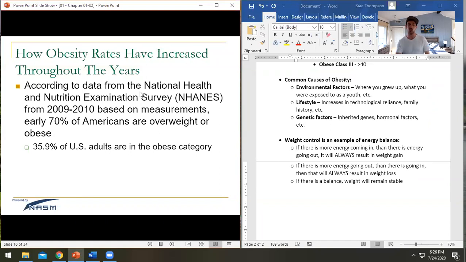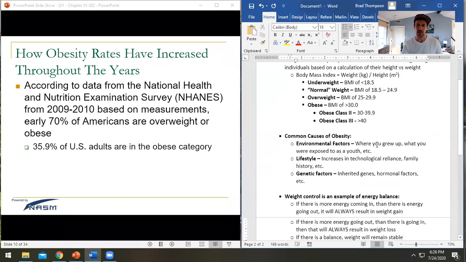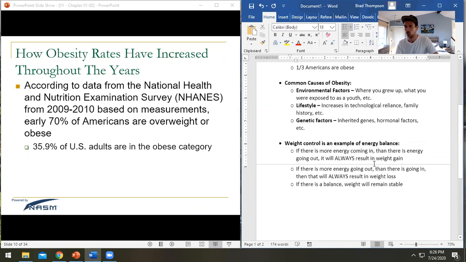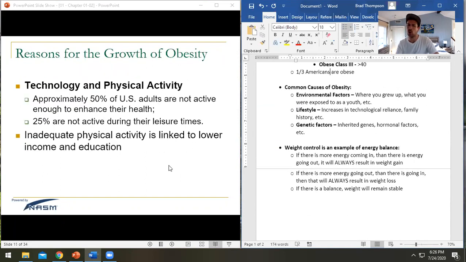Obesity has increased. We know that if we look at the NHANES, the National Health and Nutrition Examination Survey, from 2009 to 2010, 70% of Americans were overweight or obese. 35% of those fall into that obese category. The more common way that we're going to see this, and I'm going to put this up here in the notes, is about 1 in 3 Americans are obese. That's how you'll often see it. They won't say 35. A lot of times they're going to ask what fraction of Americans, and they'll give you the 1 in 3 number. I've seen that one on a lot of tests.